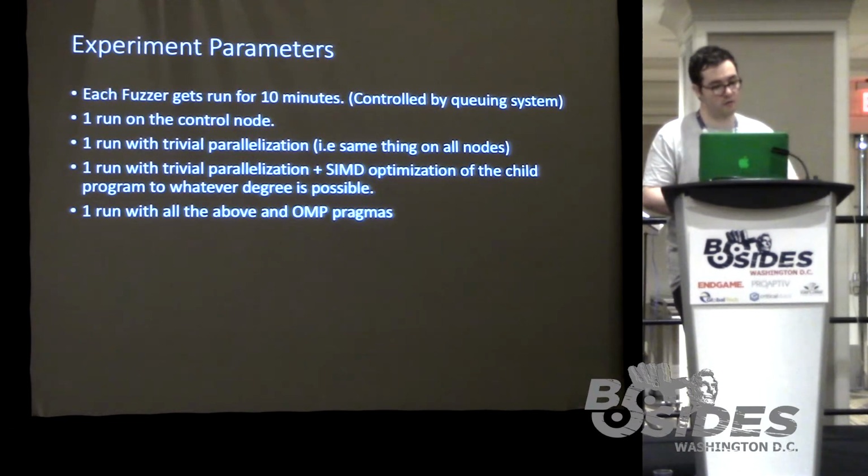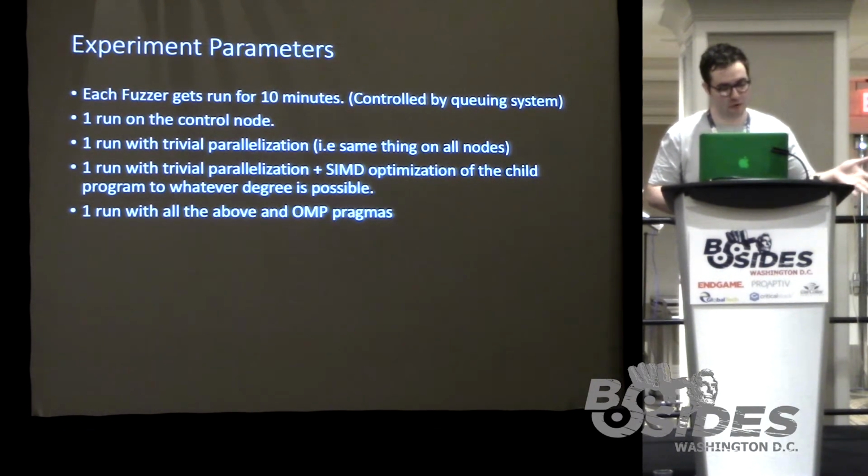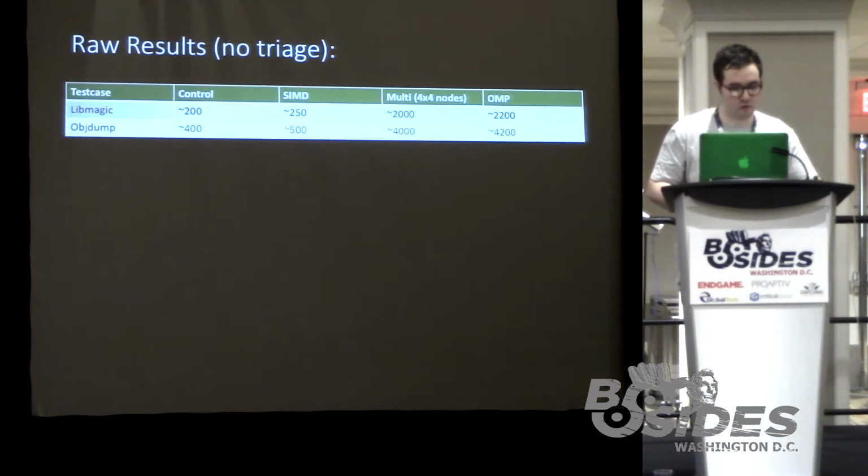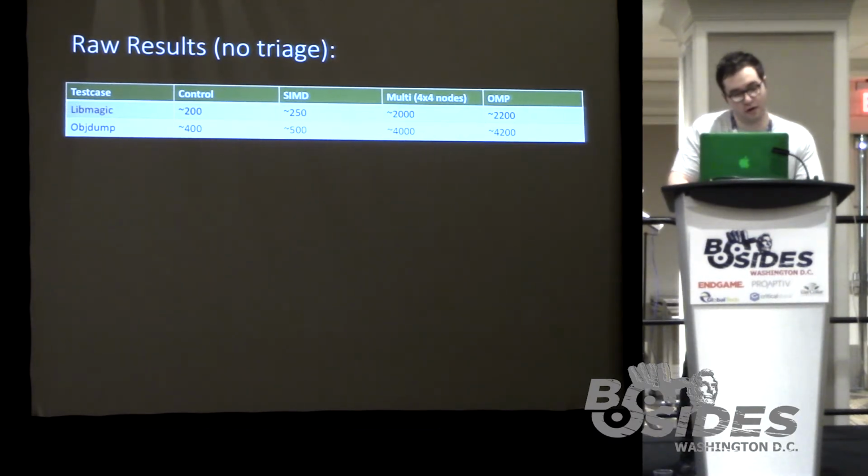So my parameters are this. Each fuzzer gets to run for 10 minutes, controlled by the queuing system. I run it once in the control node, run with the trivial parallelizations, and then with more, and then with more. And here are the raw results, and they kind of conform to our intuitions from before.